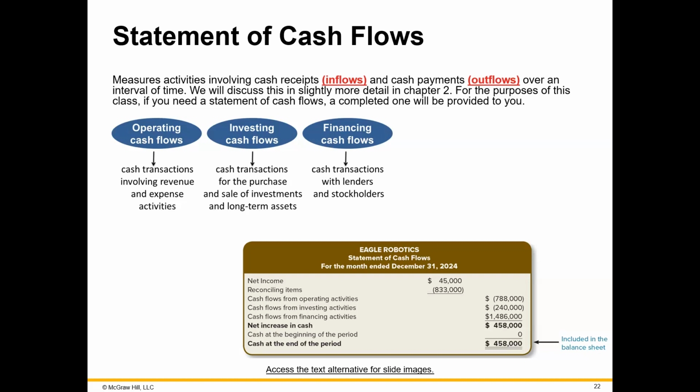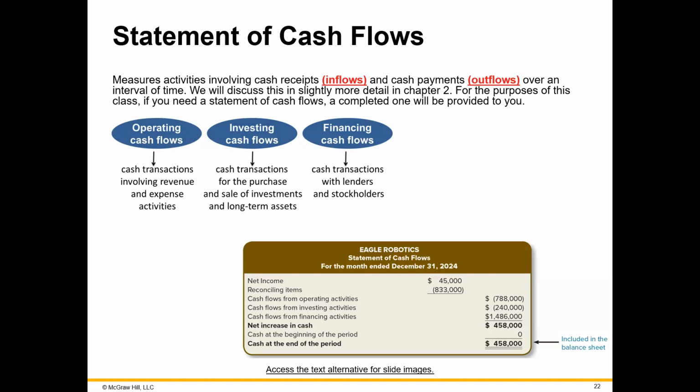Now, I will say, as far as I know, we won't be preparing any statement of cash flows. They can get very confusing. They can get very messy. So typically in this class, if you need numbers from the statement of cash flows, or you need to do analysis from the statement of cash flows, that's going to be provided for you. We really just want you to understand what goes on it and why we need to produce one.